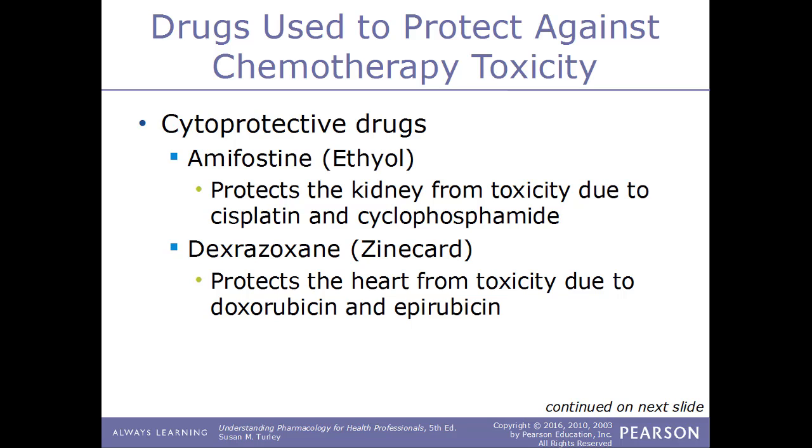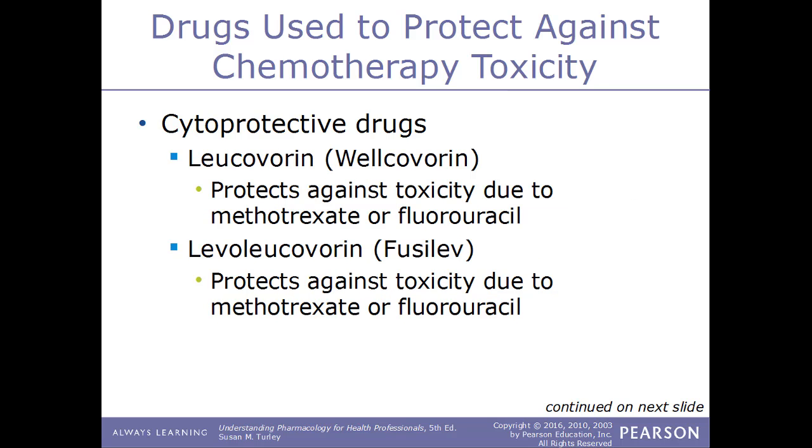This will protect the kidney from toxicity due to cisplatin or cyclophosphamide. Dexrazoxane, also known by the name Zinecard. This helps to protect the heart from toxicity due to doxorubicin and also epirubicin. Leucovorin, also known by the name Wellcovorin. This will protect against toxicity due to methotrexate and also fluorouracil. Levoleucovorin, also known by the brand name Fusilev. This will also protect against toxicity due to methotrexate or fluorouracil.